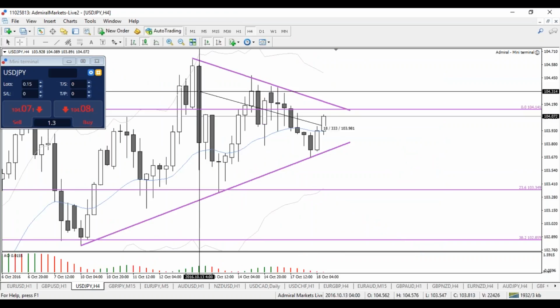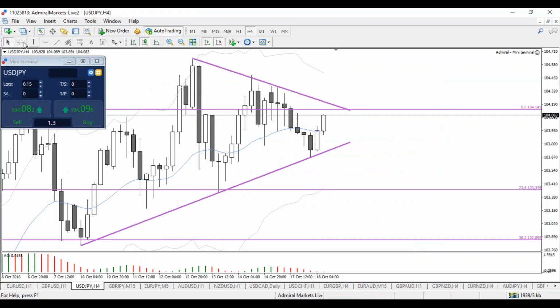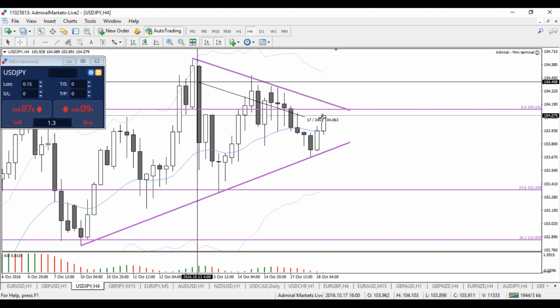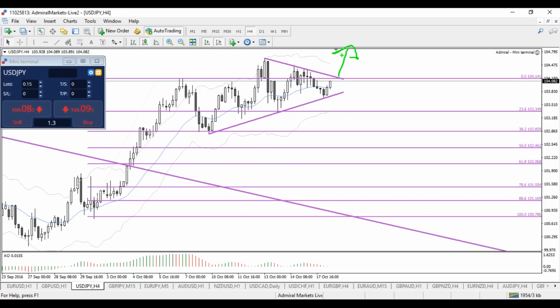4-hour chart, we see about 19 candles. That seems like a decent sized consolidation, which is ready for a breakout. So I think it will happen this week. But if it doesn't, then I'm cautious as well.